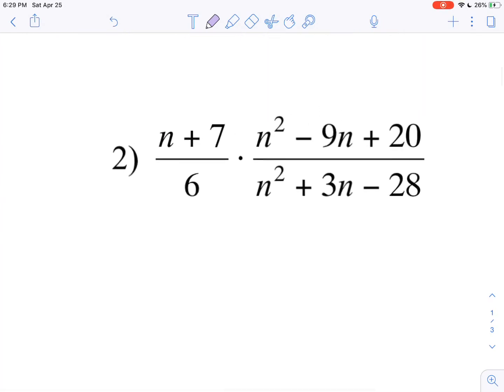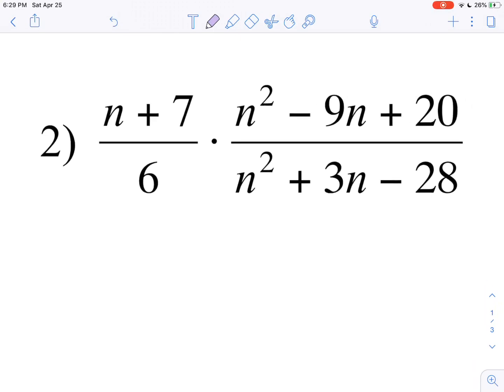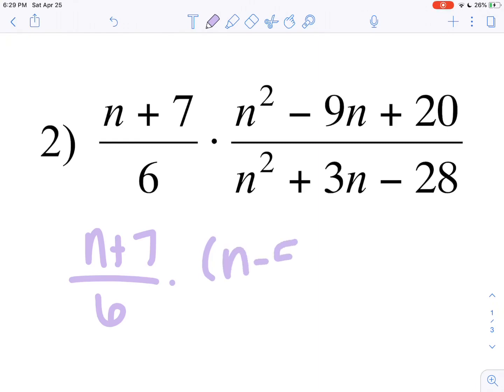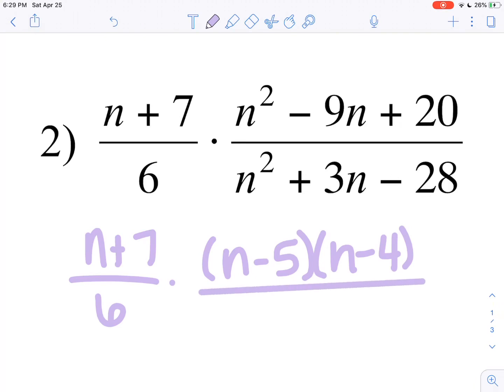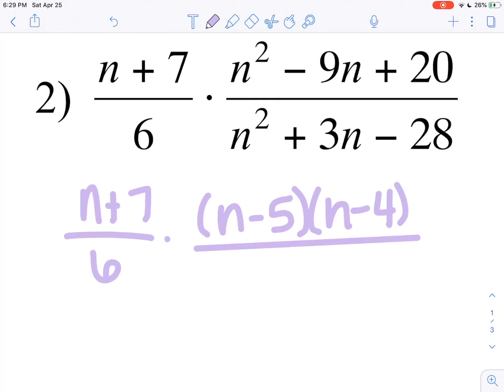So in number 2, same thing. In the first fraction, I don't see anything that I could simplify. But I can factor in the numerator in the second, so that's going to be n minus 5, n minus 4, right? Those multiply to be positive 20, but add to be negative 9. And then in the denominator, I'm looking for numbers that multiply to be negative 28, but add to be positive 3. That's n plus 7, n minus 4.